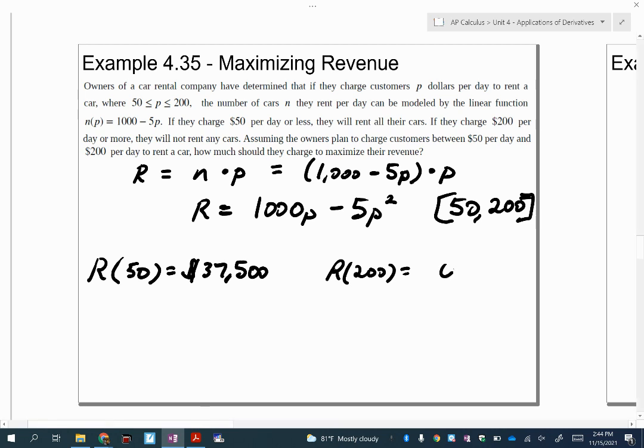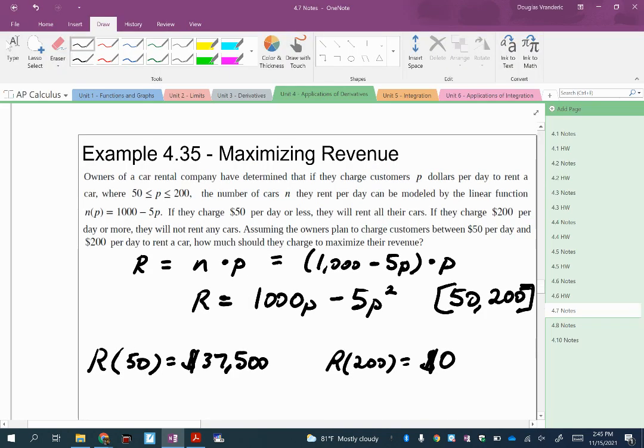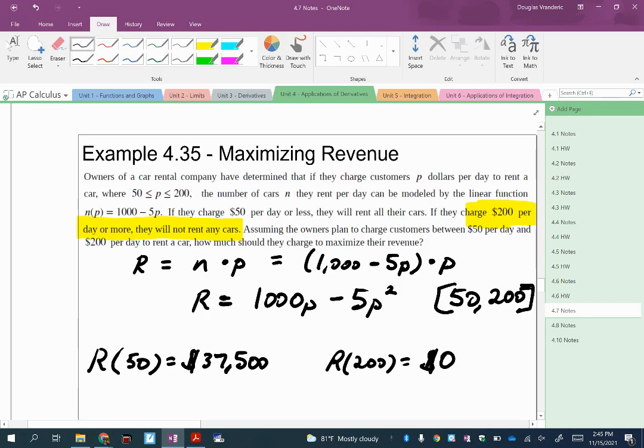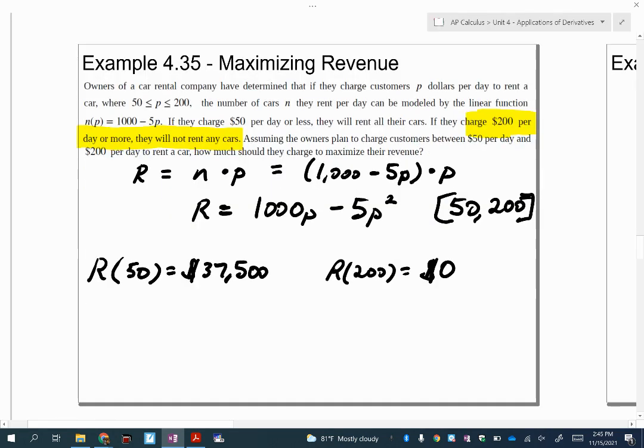That's actually going to be $0, which makes sense because in the problem, remember it says if they charge $200 per day, so right here, if they charge $200 per day, they will not rent any cars. So that kind of makes sense why I got 0 for the revenue. If you don't rent any cars, you can't make any money.